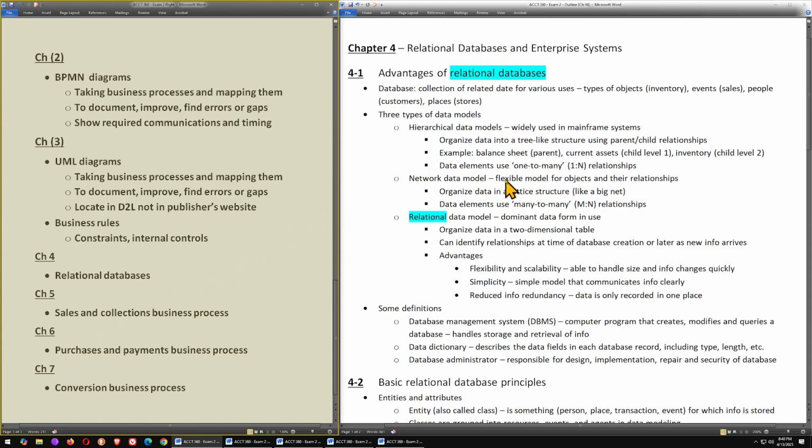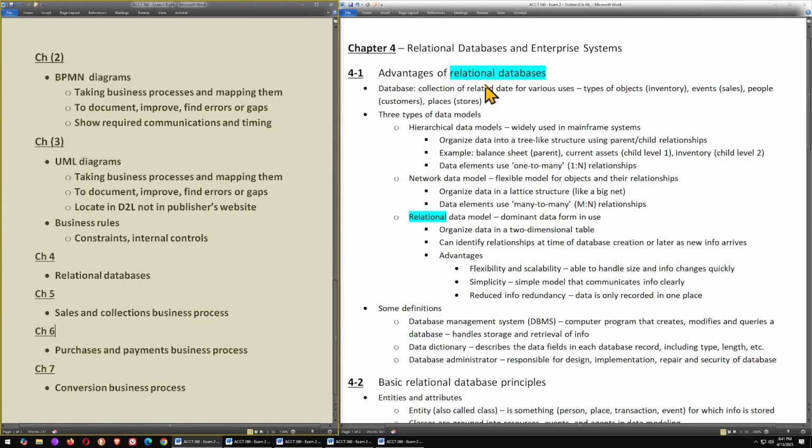So you have these notes, and I'm not going to go through them in super detail, but I just want to highlight a couple of things that I want to remind you. This is the step after we've done business process. We've come up with business rules. We've put them in UML diagrams. And the outcome of all of these is to create a relational database.